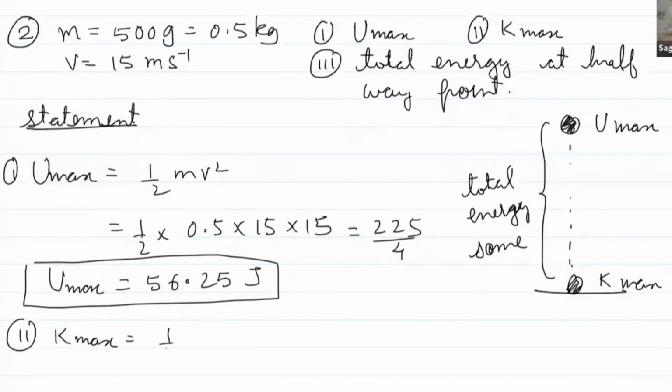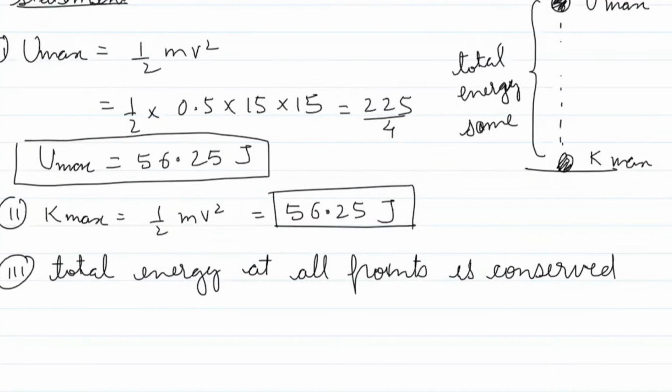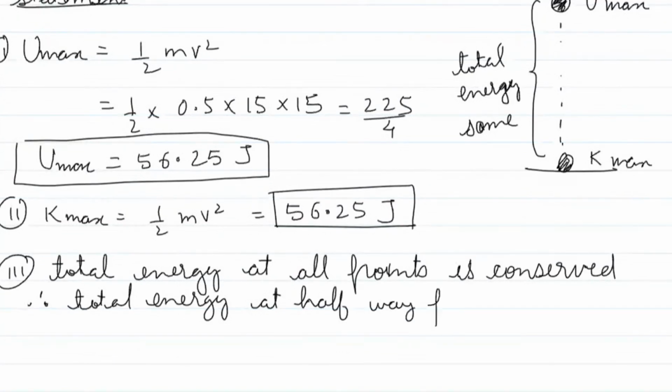Kinetic energy maximum is also half mv squared. That is 56.25 joules. Total energy at all points is conserved. Total energy at the halfway point is 56.25 joules.